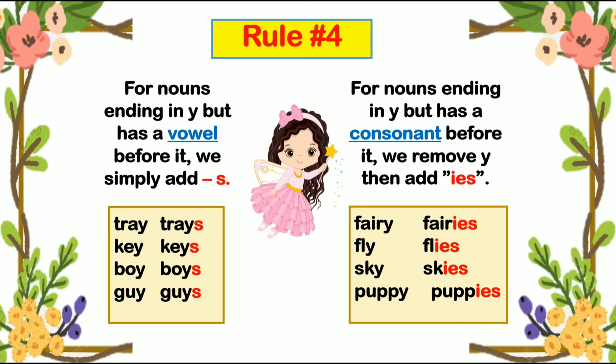Okay, kids, please do remember that there are two ways of forming the plural form of singular nouns ending in Y. If it has a vowel before Y, add S. But if it has a consonant before Y, you have to remove Y before adding IES.